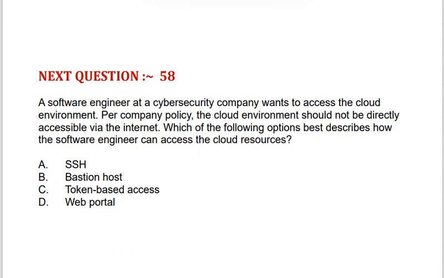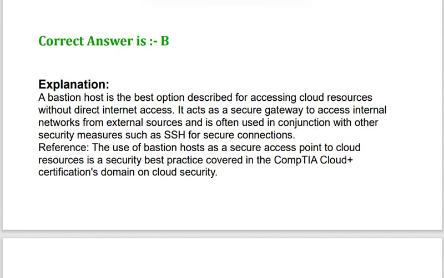Question is, a software engineer at a cybersecurity company wants to access the cloud environment. Per company policy, the cloud environment should not be directly accessible via the internet. Which of the following options best describes how the software engineer can access the cloud resources? Option A SSH, Option B Bastion host, Option C token based access, Option D web portal. Correct answer is option B.